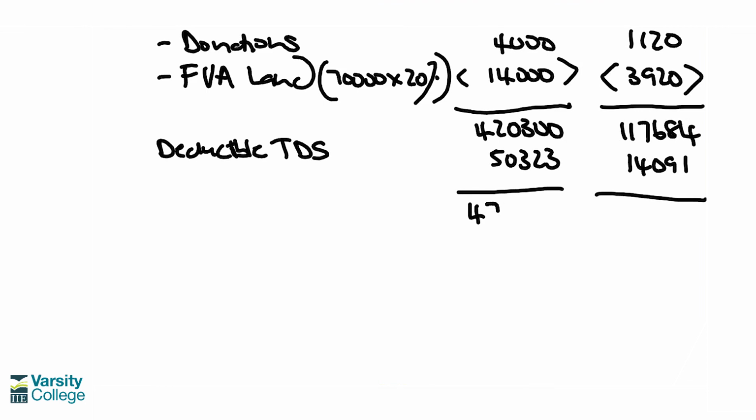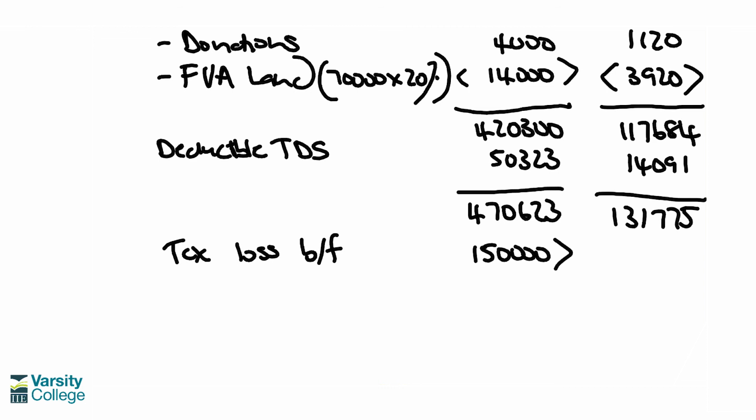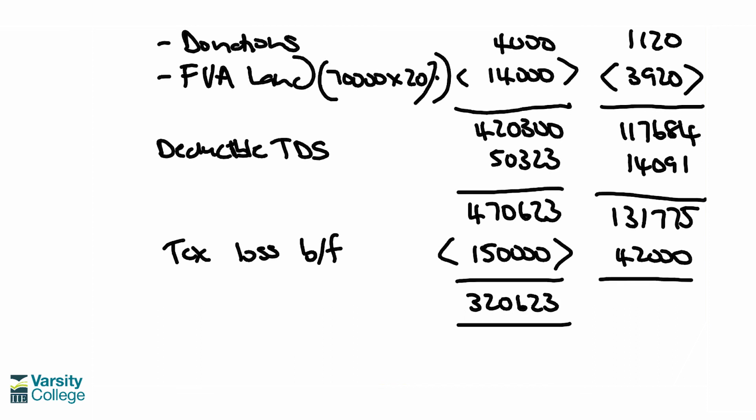So that gives us taxable income of 470,623 and tax of 131,775. But don't forget, we've got a tax loss brought forward. So before we calculate current tax, we're going to deduct the tax loss brought forward, which was 150K. And the tax on that is 42,000. And therefore, taxable income is 320,623, and current tax is 89,774. And that is part 2 of the required.